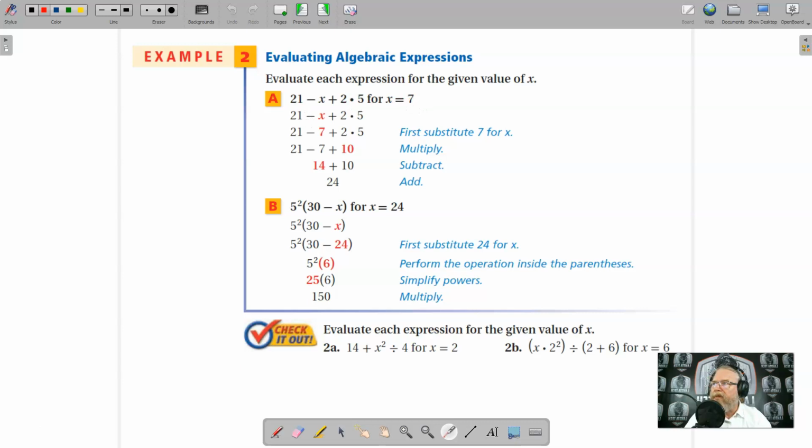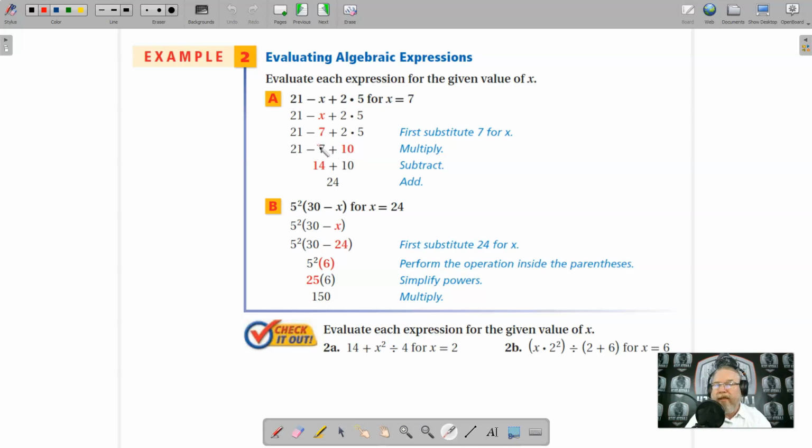So rewrite the problem, 20 minus x plus 2 times 5. For the x, we'll substitute in 7. Now we have 20 minus 7 plus 2 times 5. Well, we have subtraction, addition, and multiplication. Before we can do the subtraction and addition, we first have to do the multiplication here. So let's multiply 2 times 5, and we get 10. Now we have 21 minus 7 plus 10.